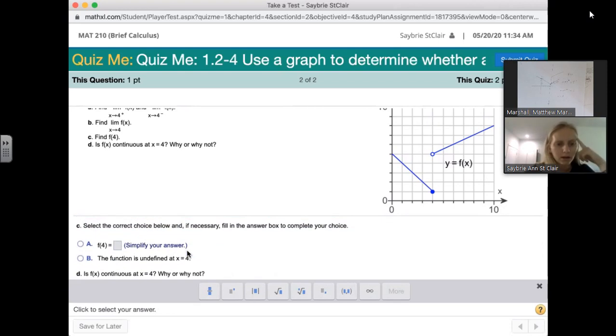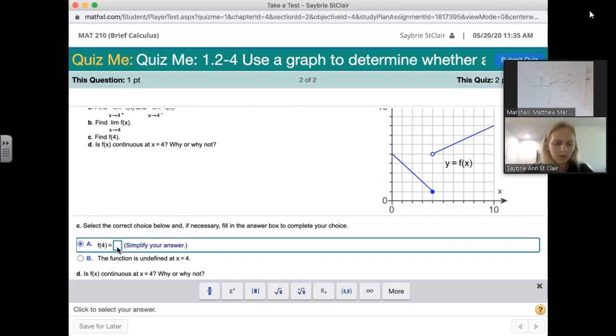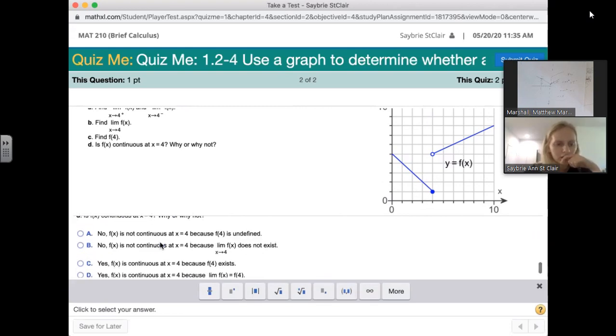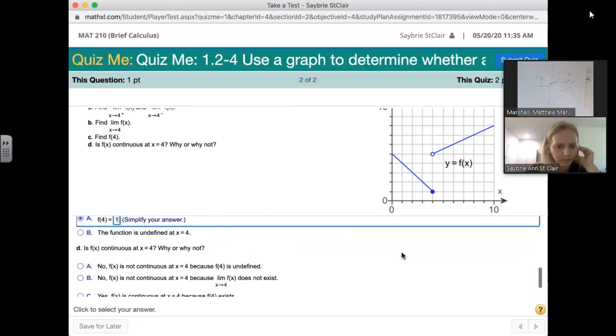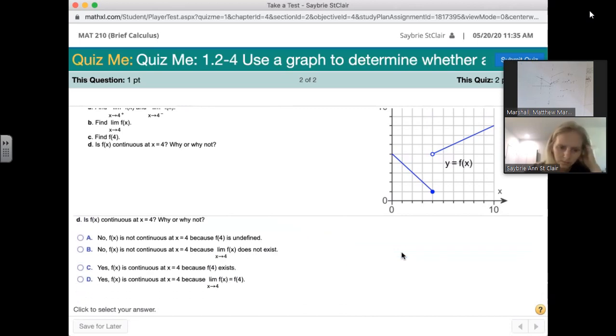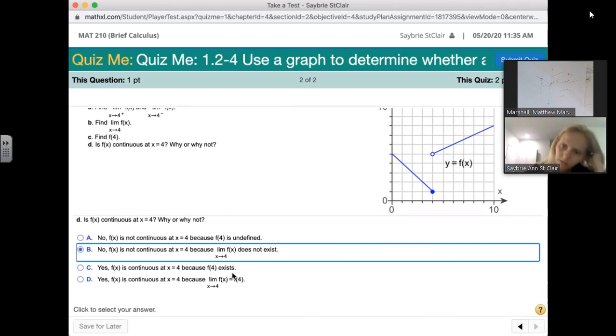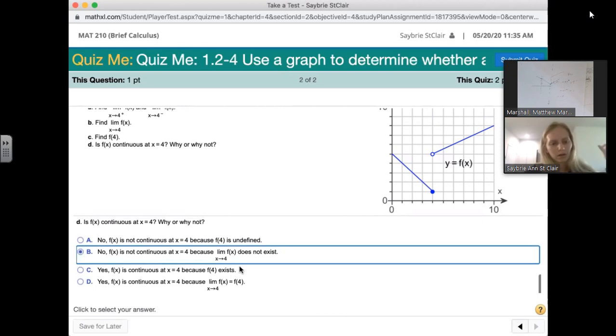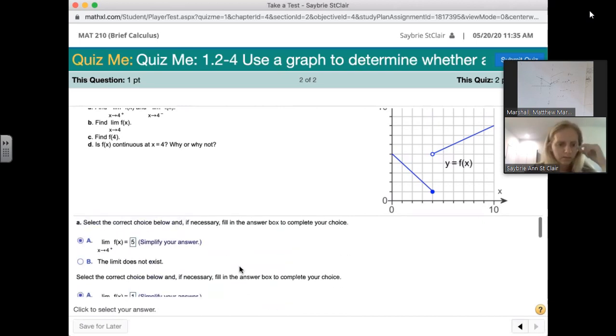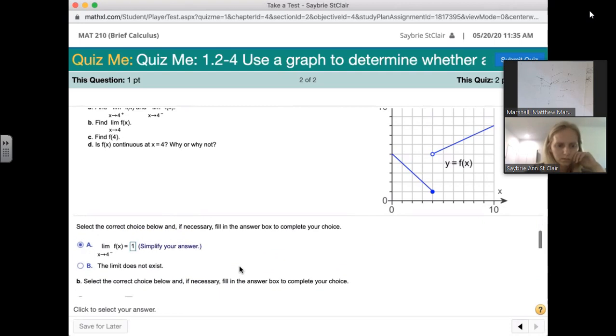And then this one again, just find the solid dot at 4 and find the y number. So that's this 1. And then remember we said this one was no, because there's that gap right there. I think that's it. That should get you your score.